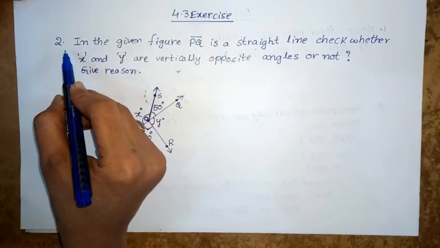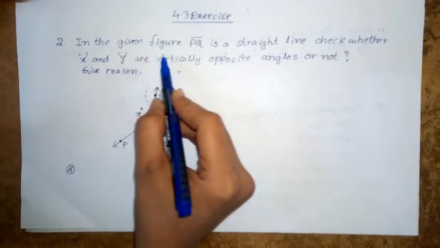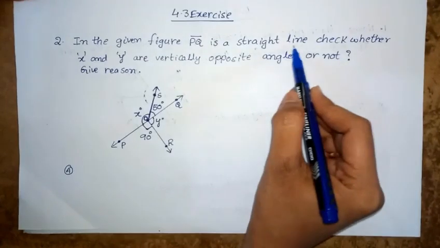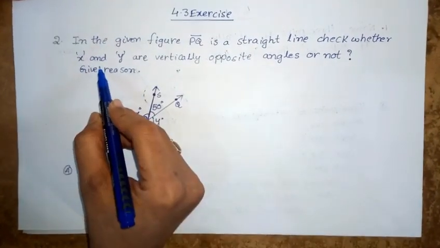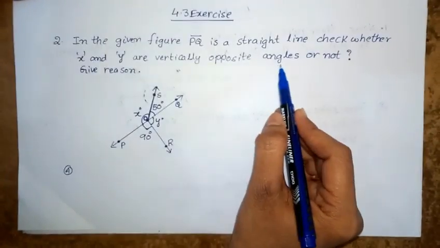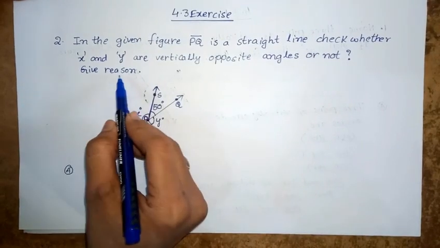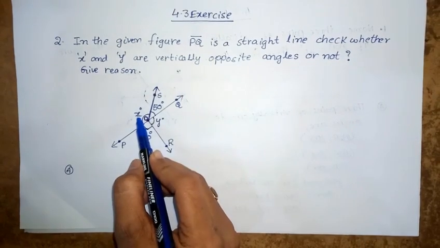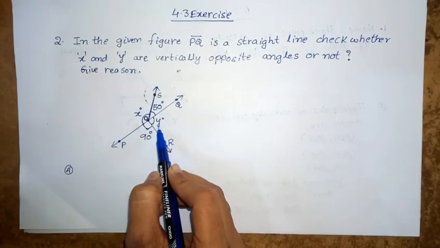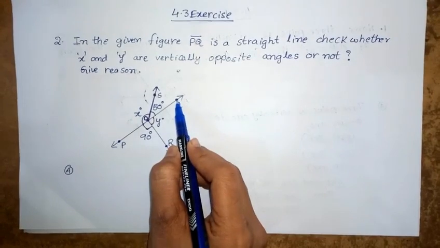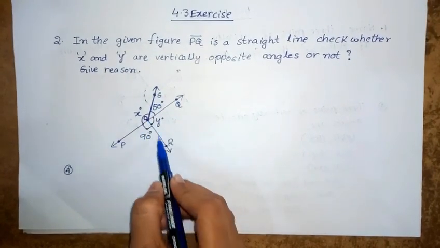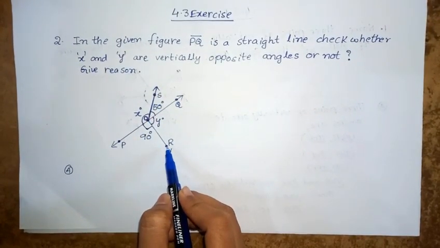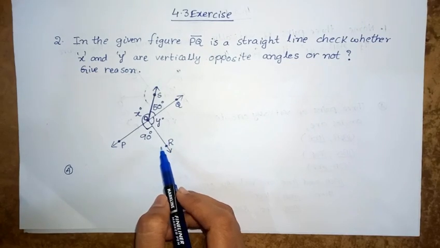Next problem, second one. In the given figure, PQ is a straight line. Check whether X and Y are vertically opposite angles or not. Give reason. Vertically opposite angles are formed by two straight lines. So observe, this is the angle X, this is the angle Y. PQ is a straight line, but SOR is not a straight line. So X and Y are not vertically opposite angles.